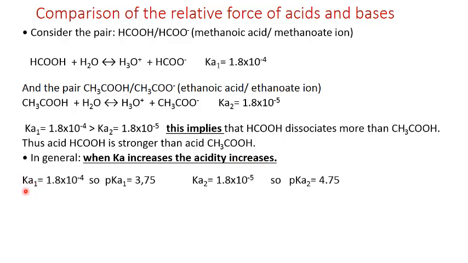Now, from Ka1, we can apply minus log. So pKa1 would be equal to 3.75. Can you notice that this number is easy to handle with respect to 1.8 times 10 to the power minus 4? This is why, as I said, scientists sometimes use pKa instead of Ka. And here is Ka2 for the pair of ethanoic acid. So the pKa is 4.75.